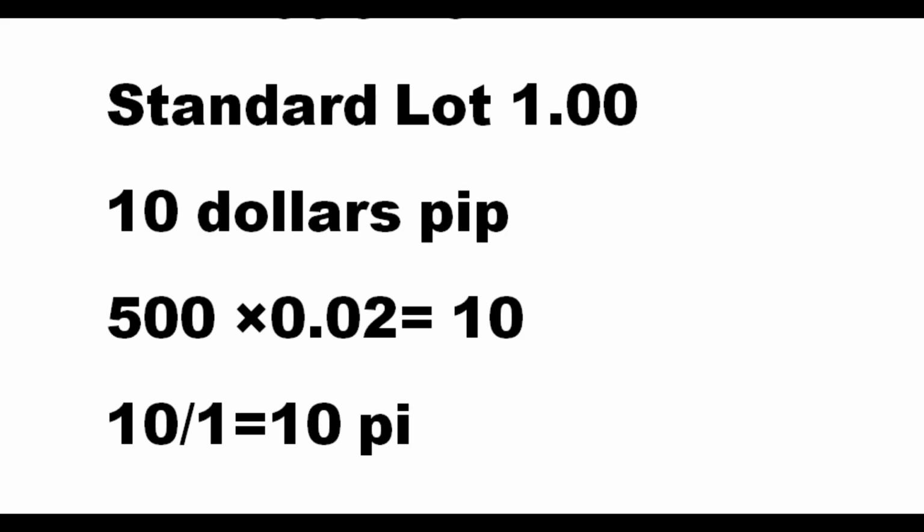You just get 10 here, $10 per pip in value, which means that every trade you open, you're going to make money at $10 per pip, and you are going to lose money at $10 per pip. That means if price goes against you by 2 pips, you are losing $20, and if price goes in your favor by 2 pips, you are making $20 in value.